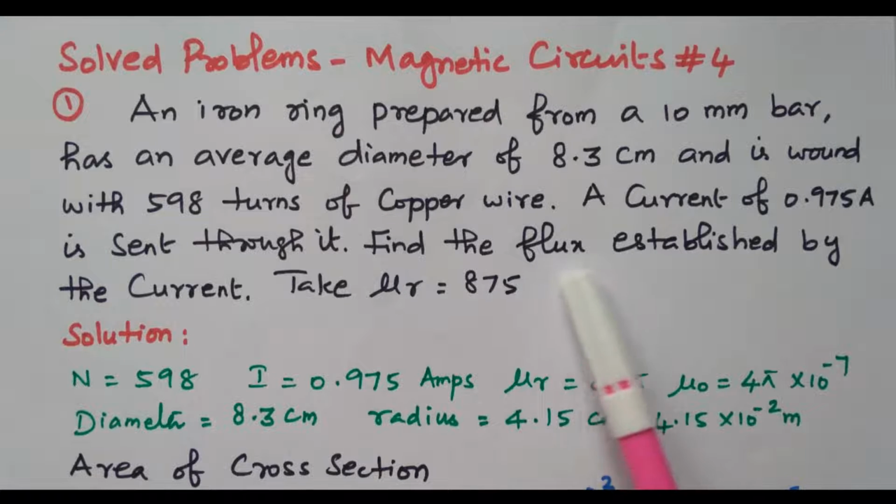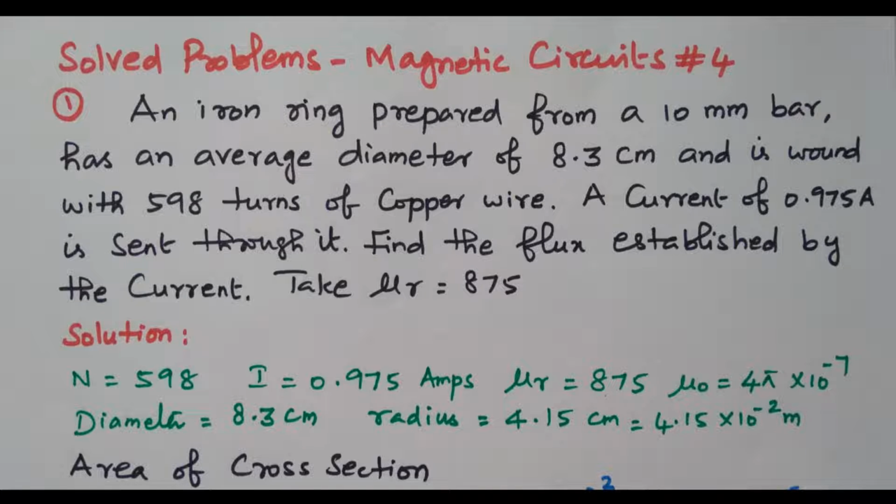So we need to find the flux developed. The data given: number of turns is 598, the current is 0.975 amperes, mu r is 875, and mu naught is the constant 4 pi into 10 to the power minus 7. The diameter of the iron ring is 8.3 centimeter, so the radius is 8.3 divided by 2, that is 4.15 centimeter. Converting to meter, it is 4.15 into 10 to the power minus 2 meter.